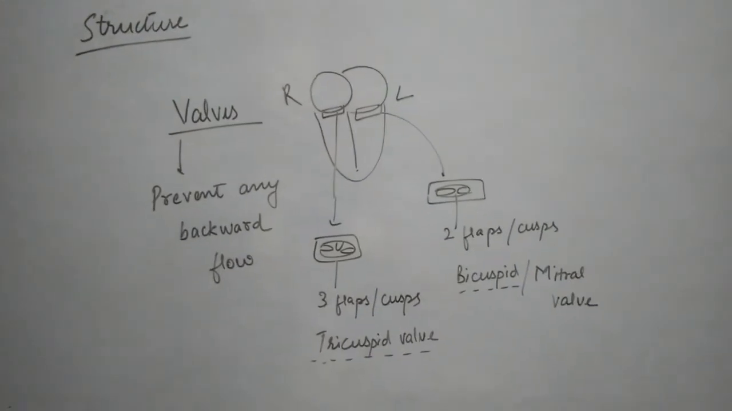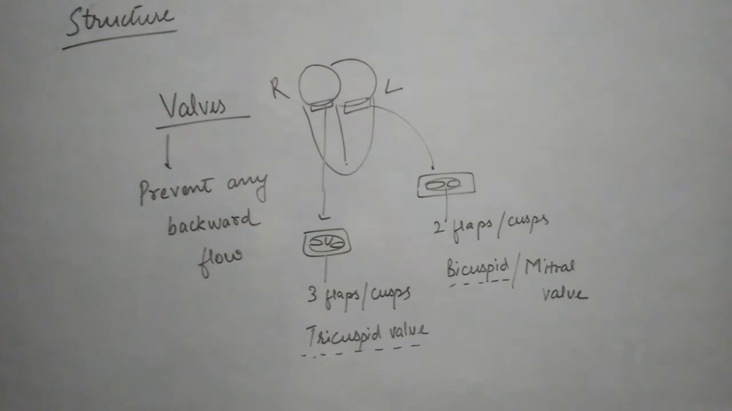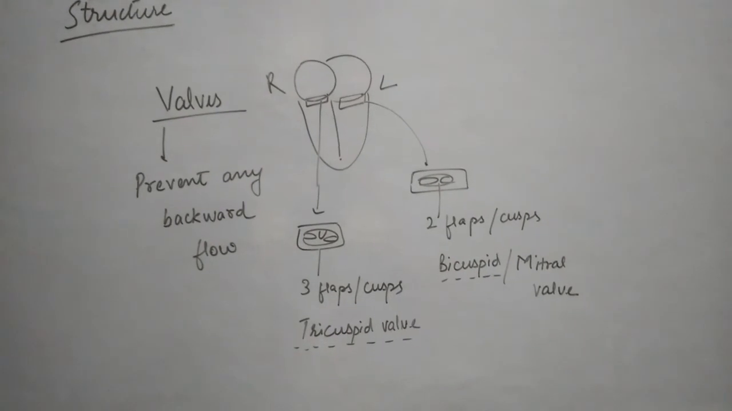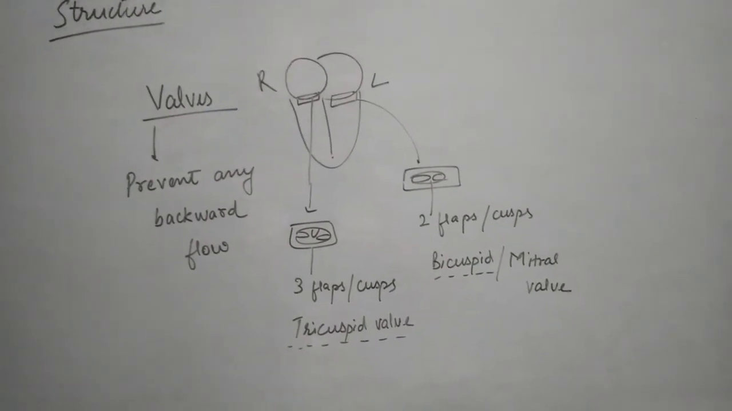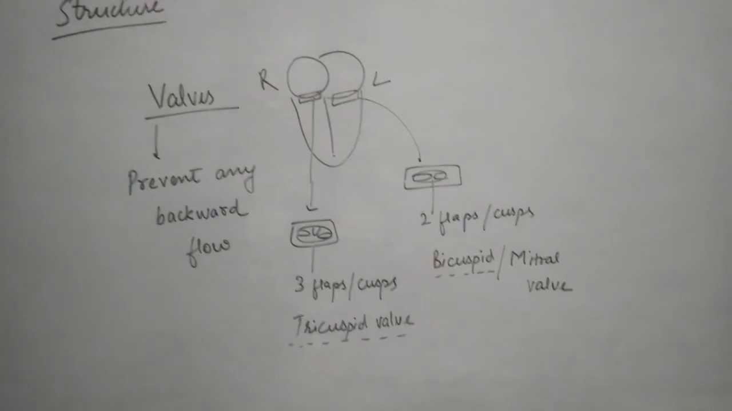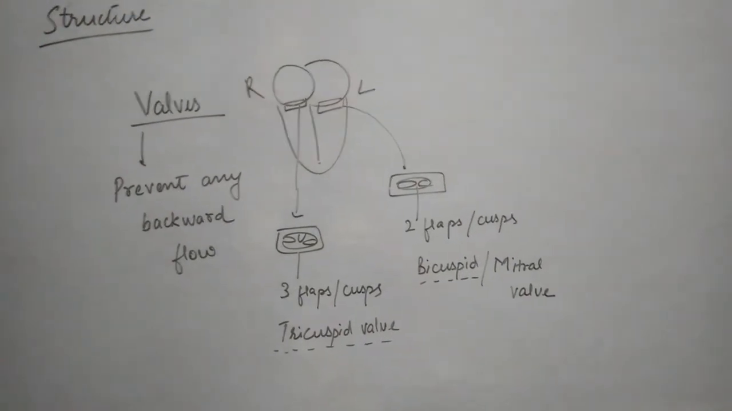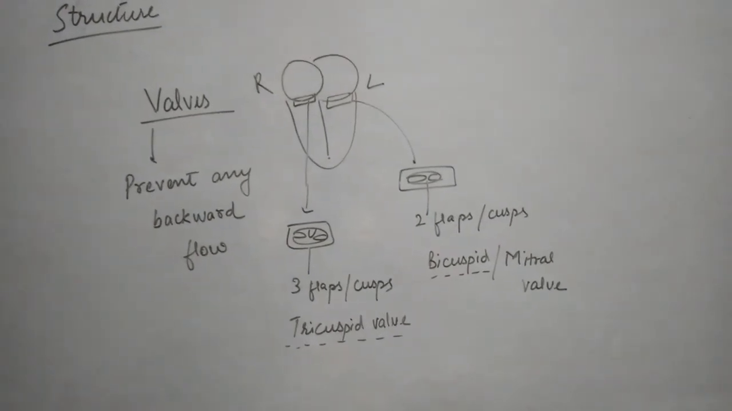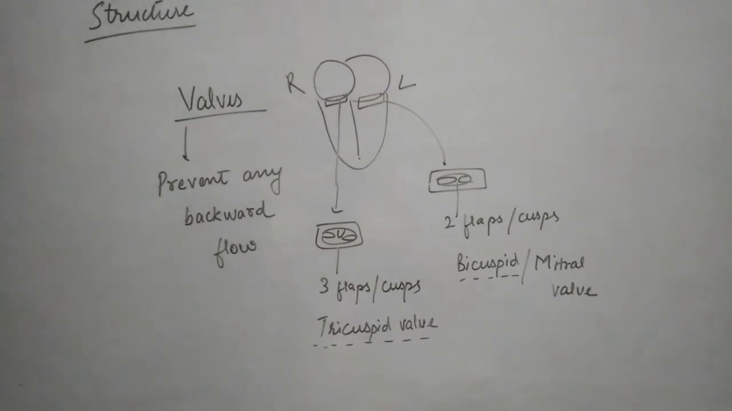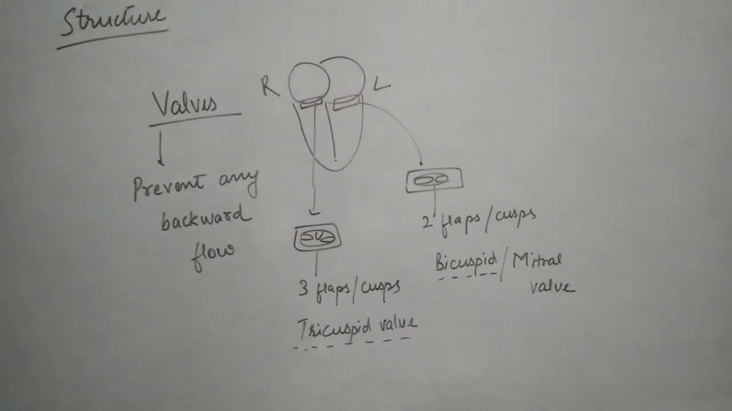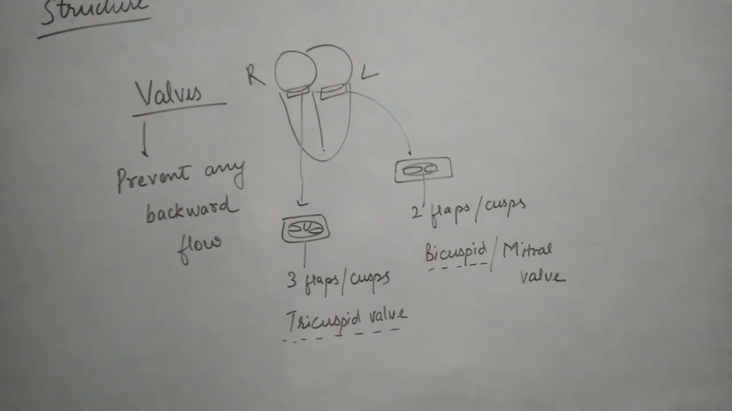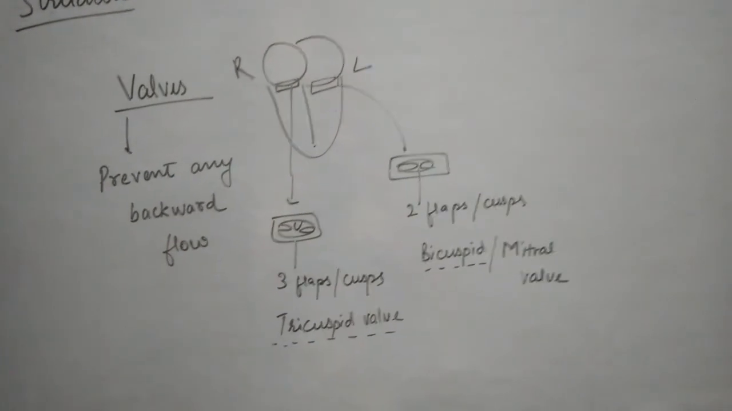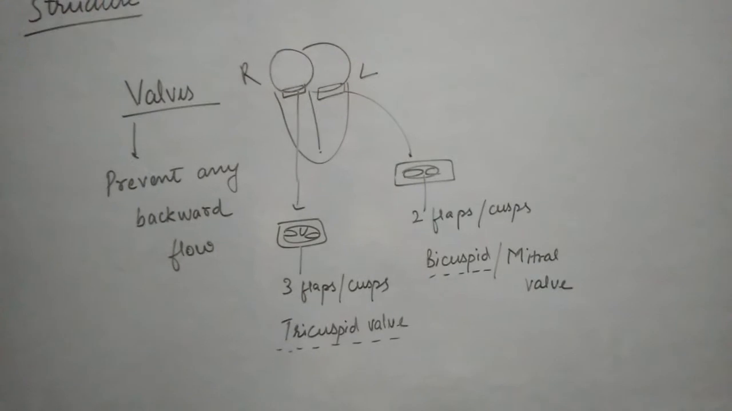Now talking about the valves in the heart. The atrium and ventricle of the same side have a septum in between them, and in the septum we have an opening so that the blood can flow from the atrium to the ventricle of the same side. That valve has different names according to the sides of the heart. The right side of the heart has a valve called the tricuspid valve because it has three flaps or cusps, whereas the left side of the heart has two flaps or cusps in its opening, and that's why that valve is called the bicuspid or mitral valve.